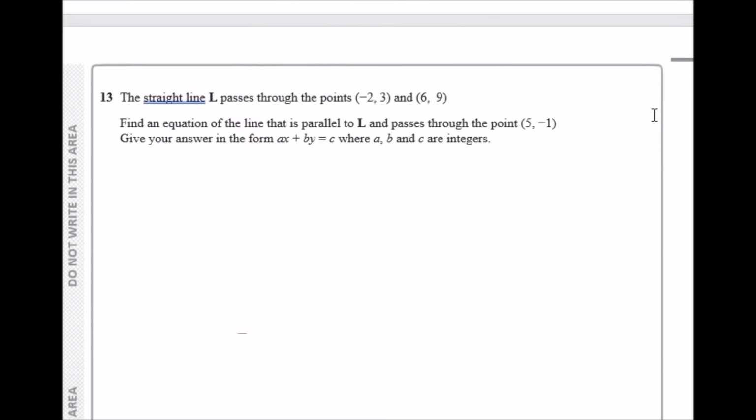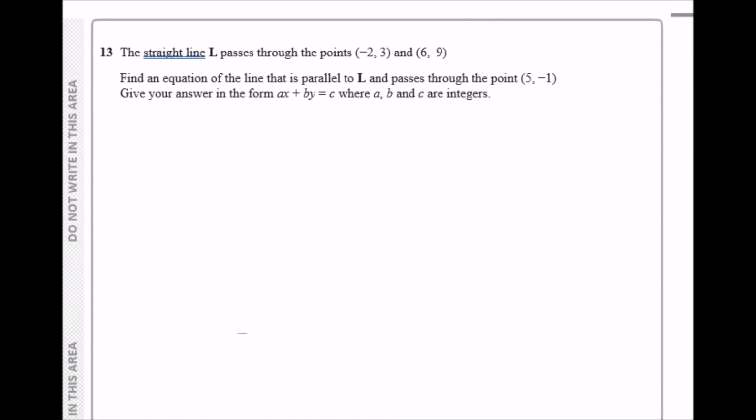Now let's move on to number 13. Alright, let's have a go. So number 13. The straight line L passes through the points minus 2, 3 and 0, 69. So two coordinates. Find an equation of the line that is parallel to this line and passes through this point. Give your answer in this form.